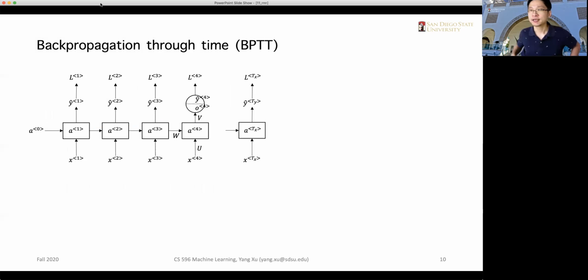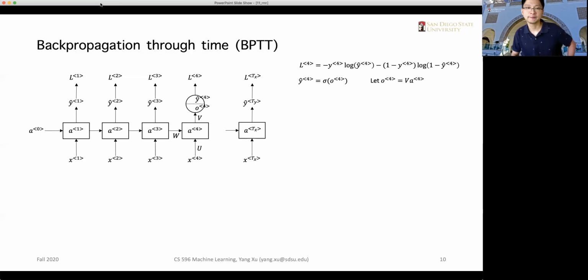Okay, so now let's look at using more formulas. This slide may take more time to digest, but I encourage you to spend more time working on paper to see whether the formulas are correct. Okay, so now we'll use an example at time step 4 to indicate how the loss computed at this step is back propagated through time. Okay, so that's the loss L4 for time step 4.